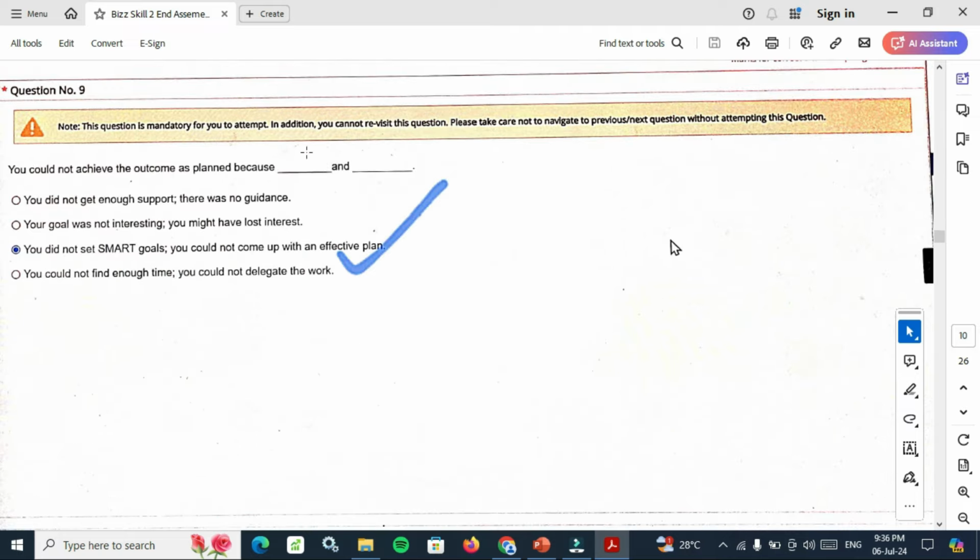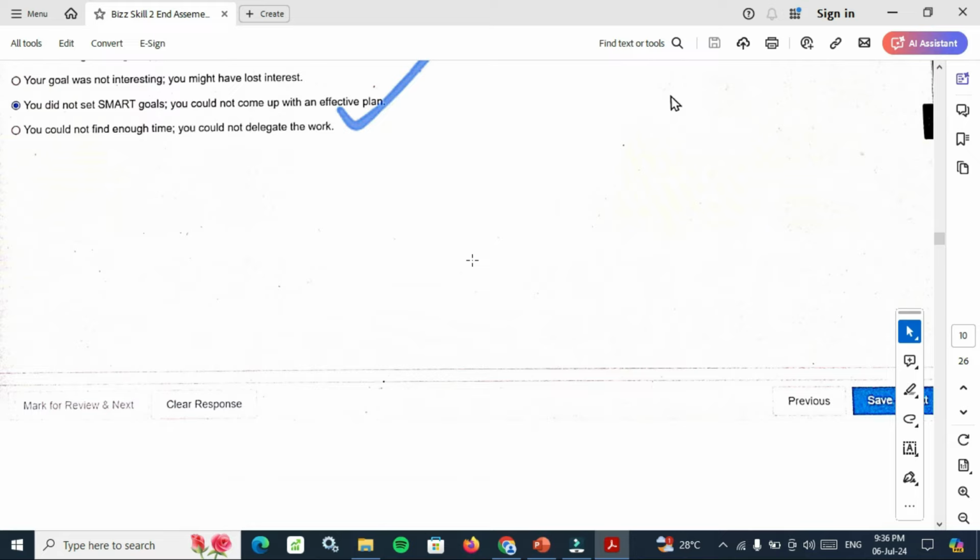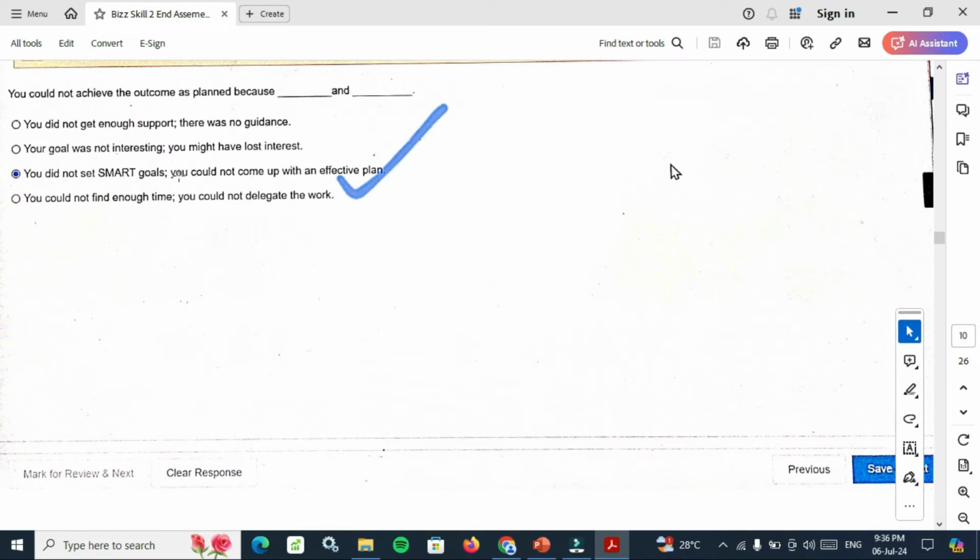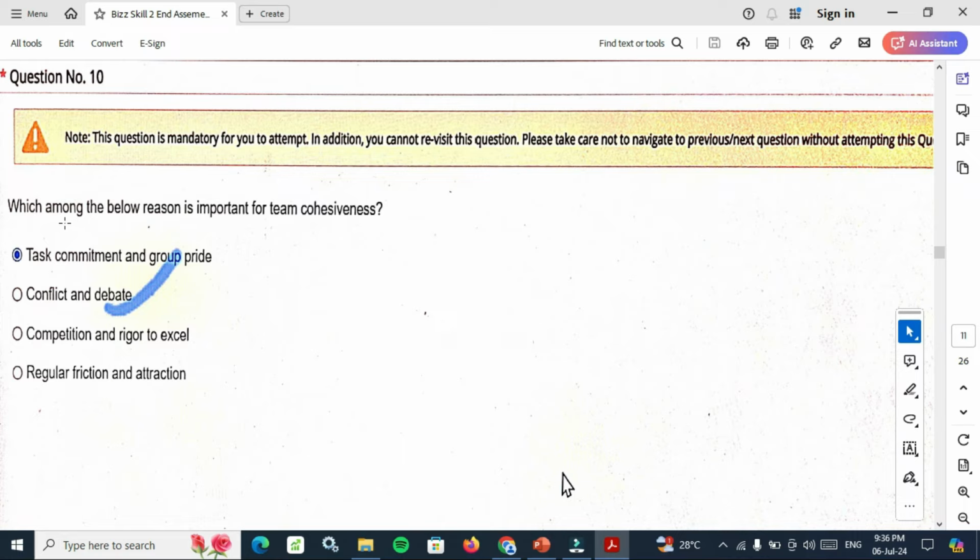And the next one is, you could not achieve the outcome as planned because of dash and dash. You did not set smart goals, and you could not come up with an effective plan. Therefore, you did not achieve the outcome as planned. In order to avoid this, you should set smart goals and you have to come up with an effective plan.